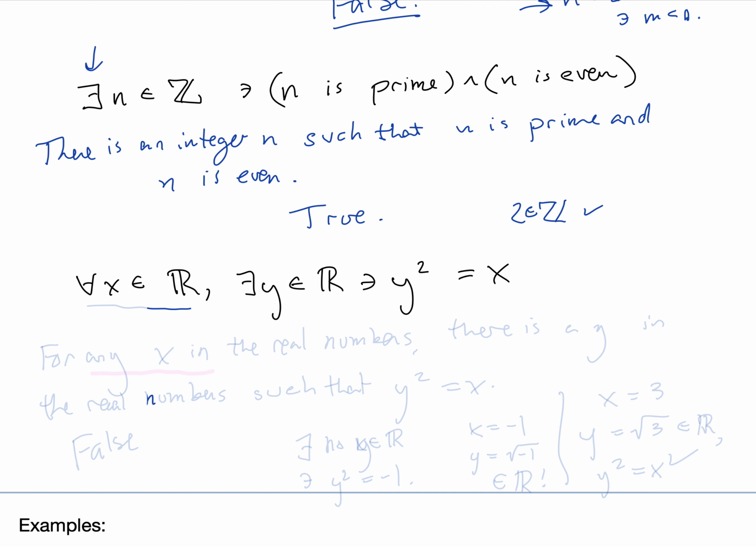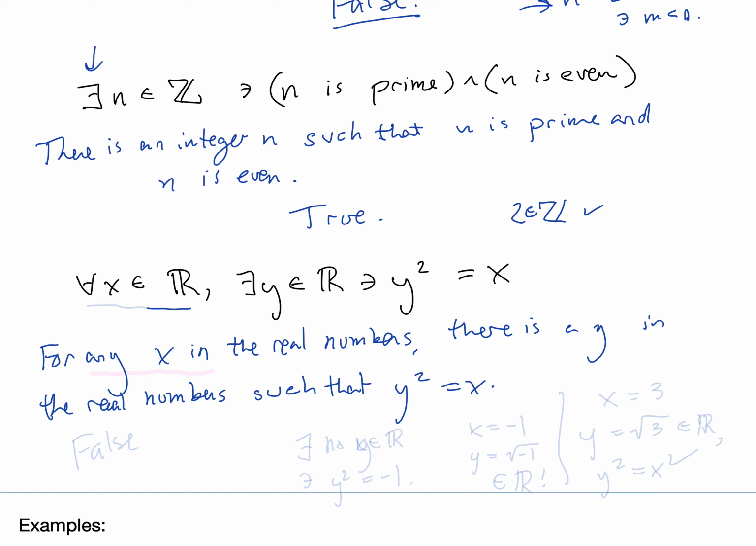Next, for any x in the real numbers, there is a y in the real numbers such that y squared equals x. So for any is that upside down A. For any x in the real numbers, there is a y in the real numbers such that y squared is equal to x.